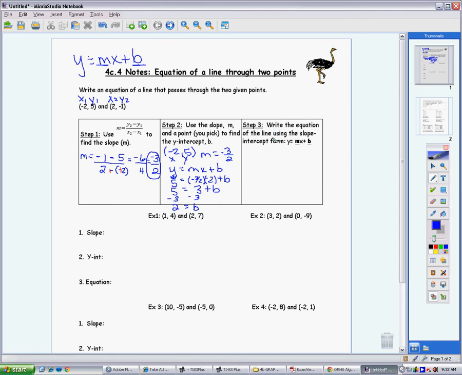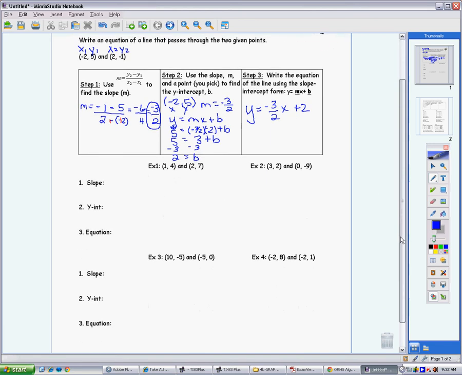Now we're ready to write the equation. So I'm going to use the slope that I found in the first part and use the y-intercept I found in the second part to write my equation. So y equals -3 over 2x plus 2. This is my equation, and I'm done. Okay?